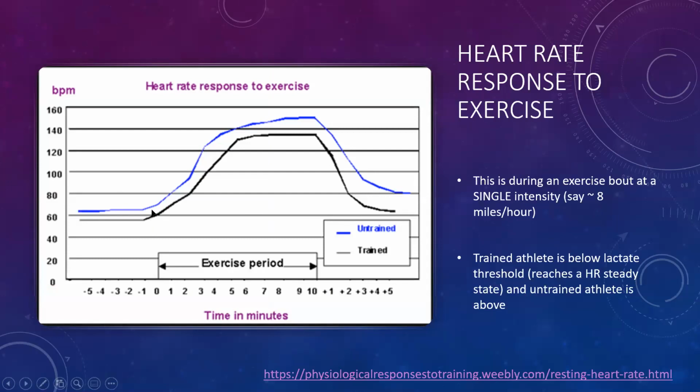Right at time 0, they start exercising, and you can see it takes a few minutes for their heart rates to climb. And then the trained athlete's heart rate steadies out for the duration of the exercise, then falls when they're done. The untrained athlete's heart rate continues to climb for the entire exercise, and then when they're done, it starts to drop again, just like the trained athlete. So here, probably the trained athlete is working below their lactate threshold because their heart rate's reaching a steady state, yada, yada. The untrained athlete is probably above their lactate threshold because their heart rate continues to climb the entire time.